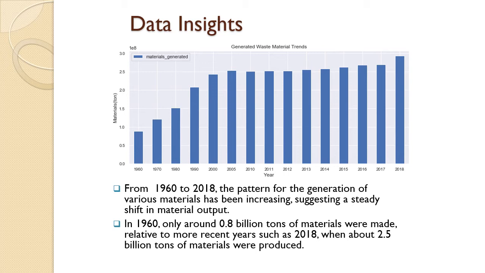As we can see, the pivot table indicates that from 1960 to 2018, the pattern for the generation of various materials has been increasing, suggesting a steady shift in material output. In 1960, only 0.8 tons of material were made, relative to more recent years such as 2018, when about 2.5 billion tons of materials were produced.